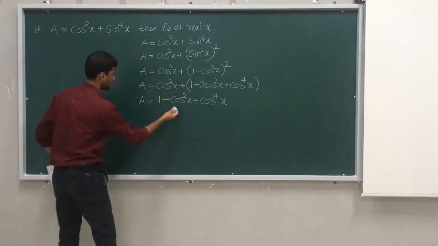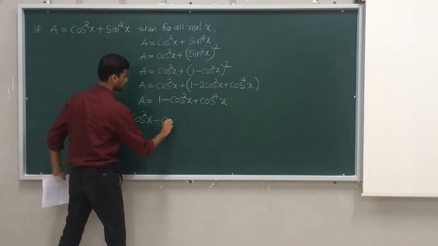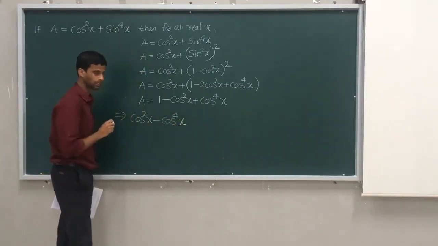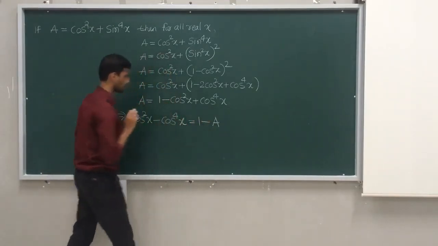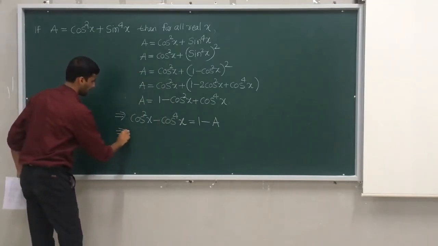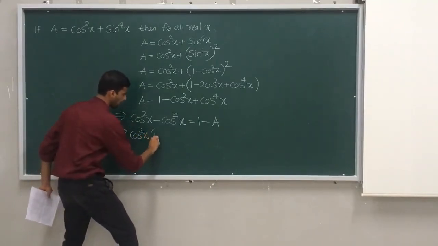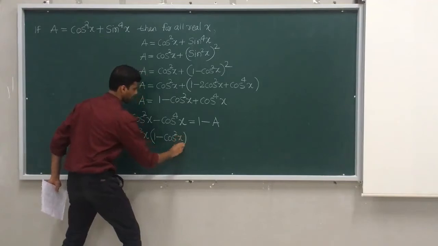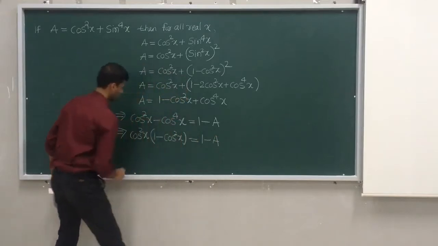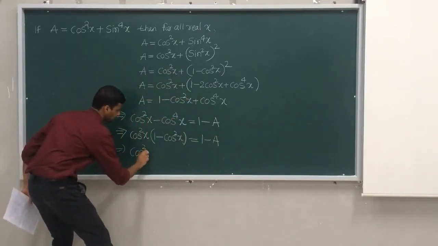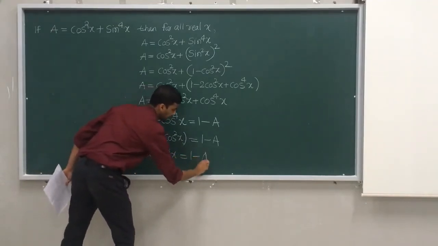So what will happen in this is, there is one solution. If I bring this side, let me check, it is cos square x minus cos raised to 4x. Okay. Cos square x minus cos raised to 4x is equal to 1 minus a. Now, if I take cos square x common, it is 1 minus cos square x. Hope you understand. Because cos square x minus cos raised to 4x is equal to 1 minus a. Now, with this idea, cos square x into 1 minus cos square x is sin square x, right? It is 1 minus a.